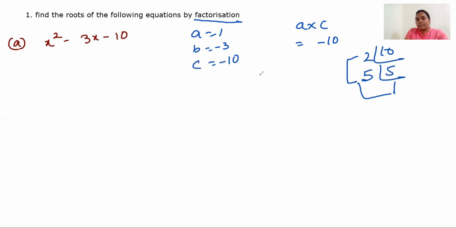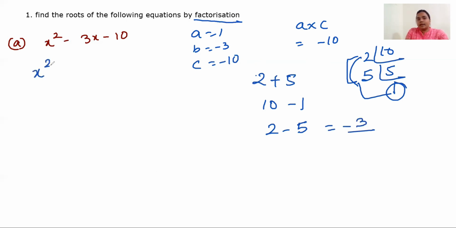So how can we get that? Let's try 2 plus 5, or 10 minus 1, 5 2s are 10 and 1. No, we're not getting it. Then we can get 2 minus 5. Yeah, so 2 minus 5 is minus 3. So I can write x squared, this is the question. Implies that, don't forget to give the implies sign while solving the equation. I told you that in the previous video also. Minus plus 2x minus 5x minus 10 is equal to 0.